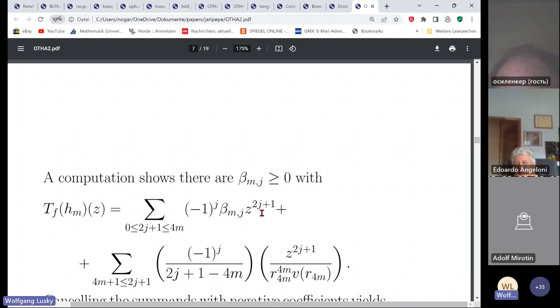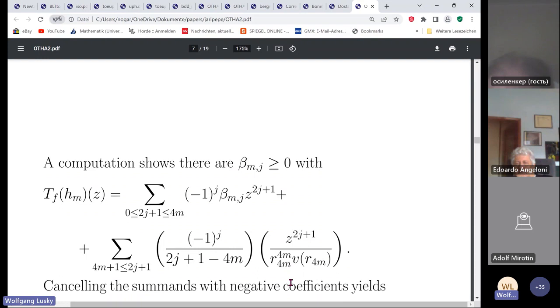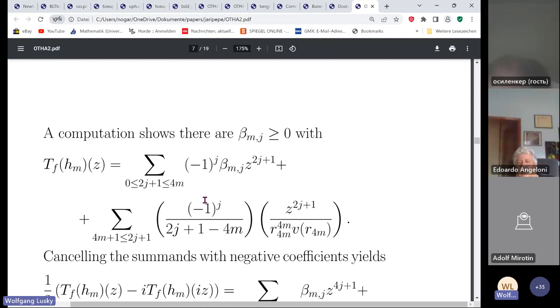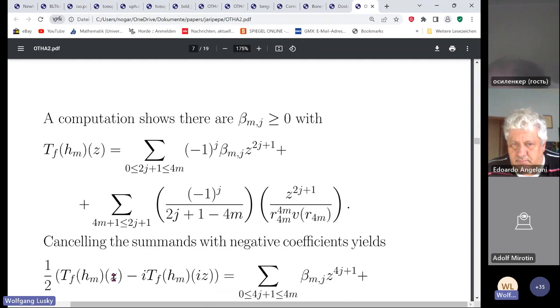And now for the remainder, we get these coefficients here, again with alternating signs. And here we have z to the 2j plus 1, and down here again, the norm of our monomial z to the 4m. Now, the next step I want to do is to cancel all the summands with negative signs. And here I can use, of course, the standard trick. I go over to T sub f of h sub m applied to z minus i times T sub f of h sub m applied to i times z, and dot with the factor 1 over 2. And now all the summands with negative signs are thrown out.